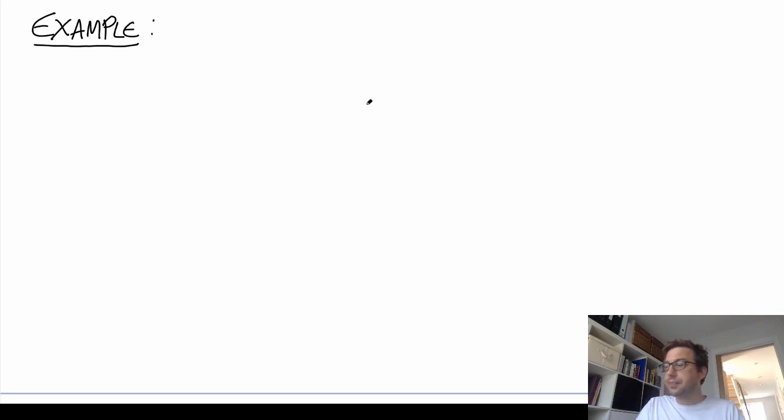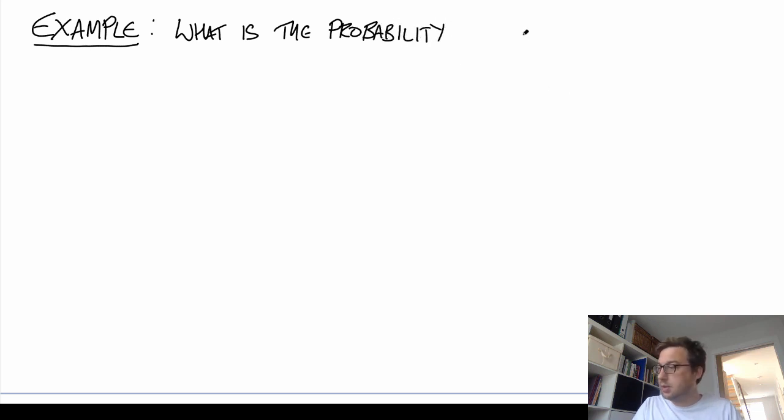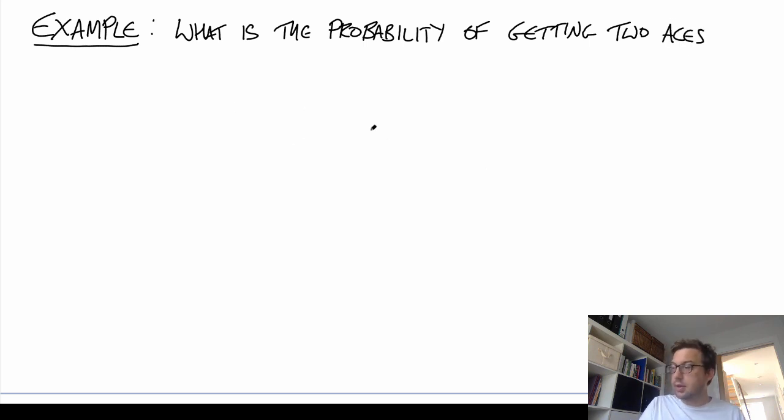The question is, what is the probability of getting 2 aces when 2 cards are drawn from a pack?